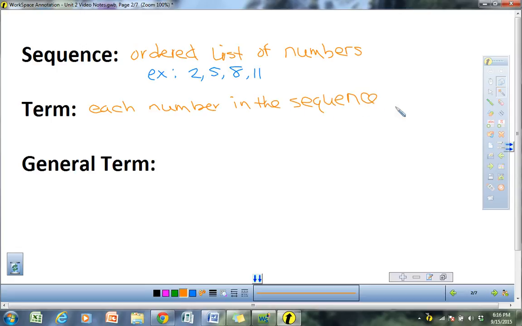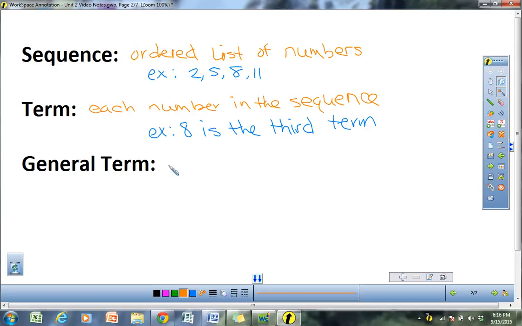So, for our above example, we have that 8 is the third term. That's the third term. 2 would be the first term, and so on. You might be asked to find the fifth term. And when you do that, we'd have to look for the pattern, which we'll talk about.